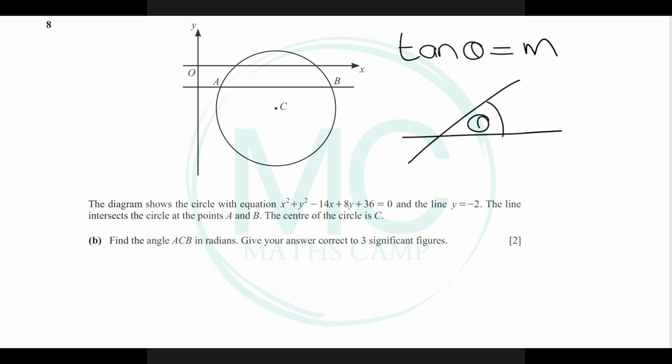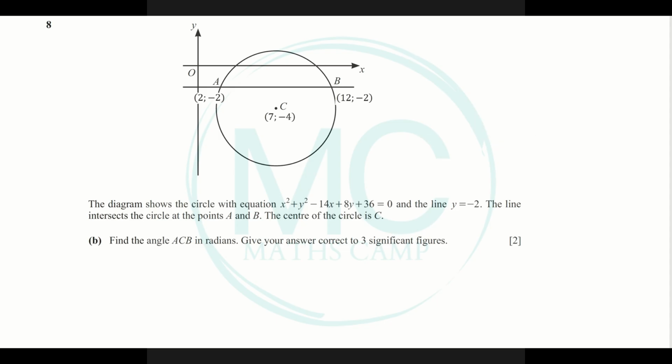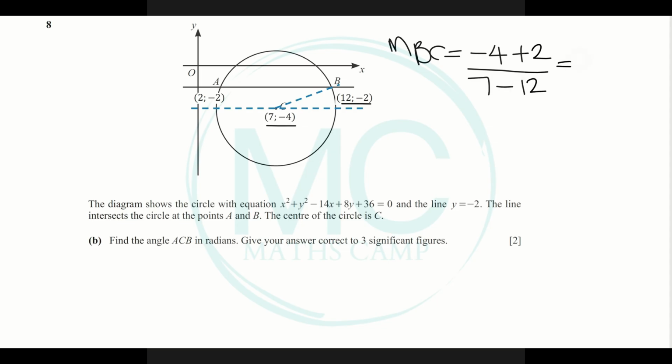Now in part A, we found the coordinates of points A, B, and C. So let's put them into the diagram. And I'm going to draw a straight horizontal line through point C. A horizontal line has an angle of 180 degrees, pi radians. So let's start by finding the gradient of line BC. B has coordinates 12, negative 2, and C has coordinates 7, negative 4. Let's say that B is our first point and C is our second. So I can say the gradient of BC is equal to negative 4 minus negative 2 over 7 minus 12, which gives me negative 2 over negative 5. The negatives will cancel out, and I get 2 over 5.